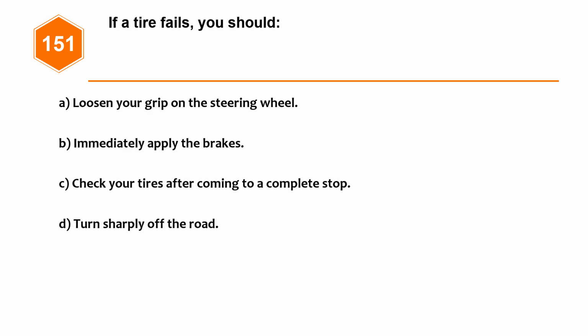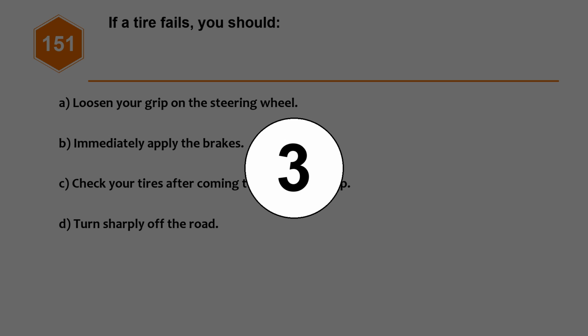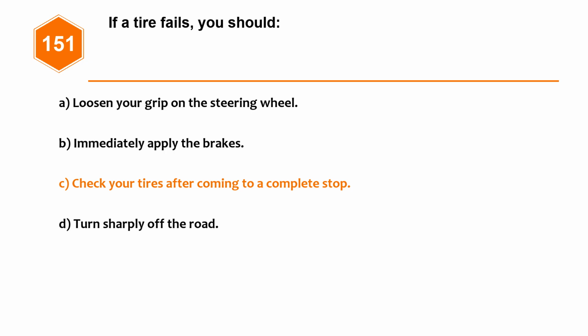Question 151. If a tire fails, you should option A, loosen your grip on the steering wheel. Option B, immediately apply the brakes. Option C, check your tires after coming to a complete stop. Option D, turn sharply off the road. The correct answer is option C. Check your tires after coming to a complete stop.